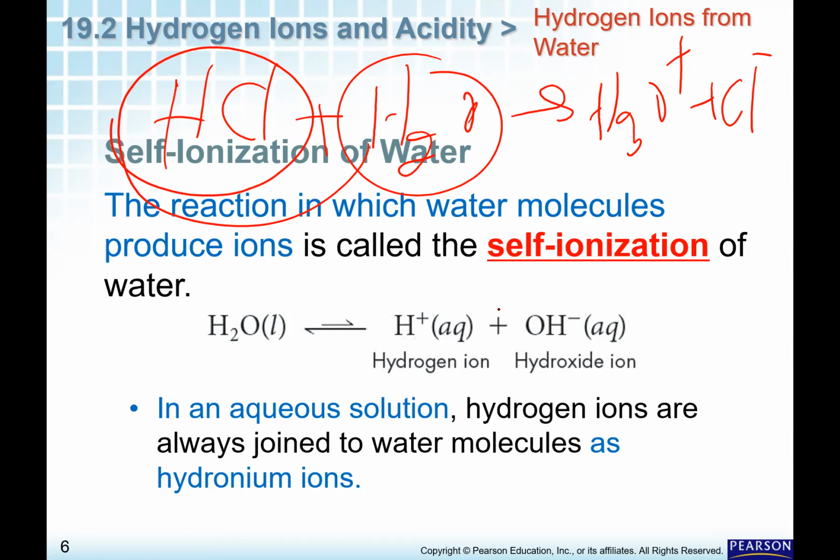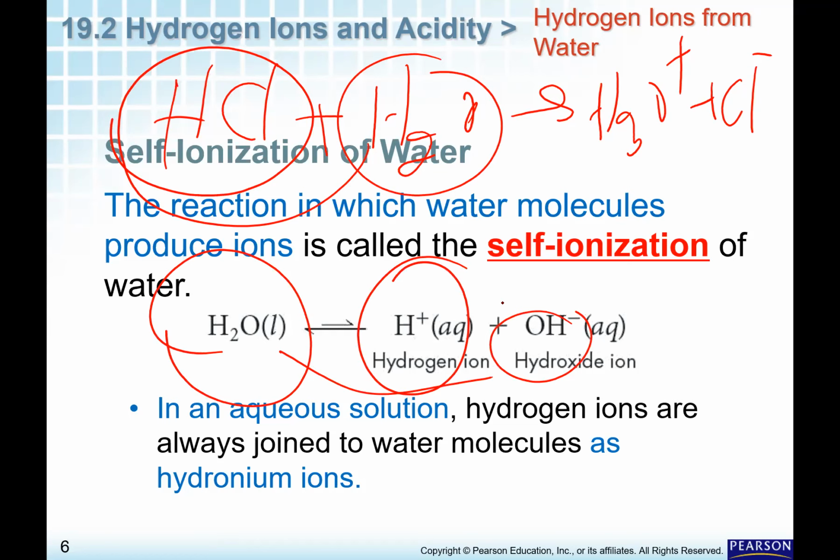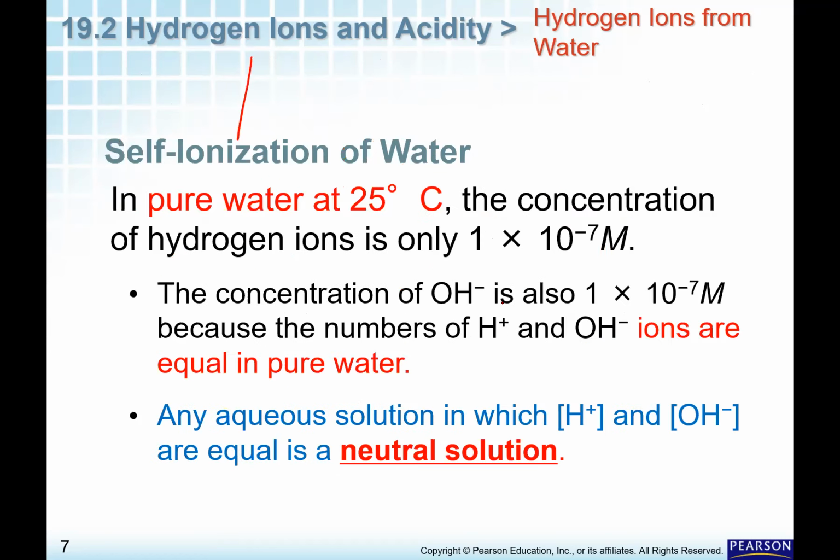Now, if you want to write it in a much simpler way, we can write it this way: a water molecule is divided into H plus and OH minus. That is what the self-ionization is about. So one water molecule is donating an H plus and the other one is receiving it.